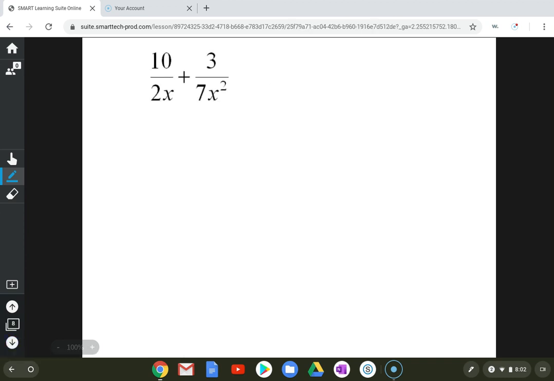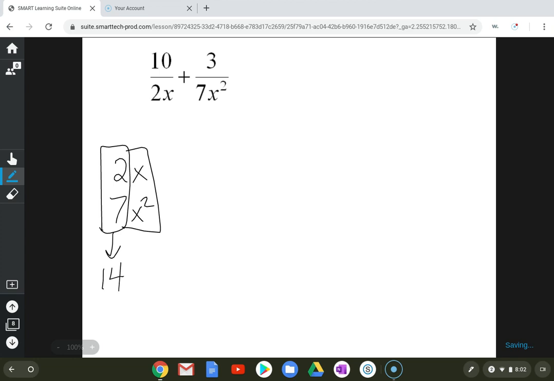All right, now we have a 2 and an x, and we have a 7 and an x squared. So what we need is, we've got to have an LCD for our numbers and an LCD for our letters. So the LCD for the numbers would be 14. I'm gonna write LCD. All right, our LCD for our numbers would be 14, because that is the smallest thing that is divisible by both 7 and 2.